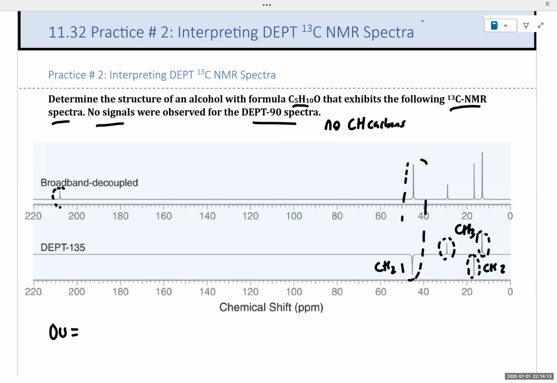We see also there's this signal here, and that is our quaternary carbon. The chemical shift of around 210 also suggests it's a carbonyl carbon. Checking our DU, we have 5 times 2 plus 2 minus 10 over 2, which gives us 2 over 2, or a DU value of 1.